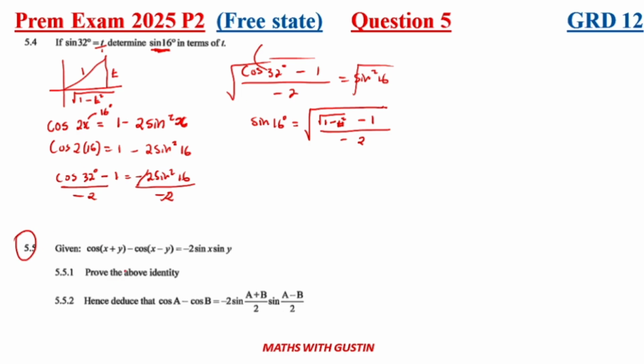Right, let's move on to 5.5. 5.5 said you need to prove this identity, that it can be written like that. Okay, so let's go ahead and have a look at 5.5.1. It says here we need to prove this identity. We've got cos(x plus y) minus cos(x minus y). Okay, great stuff. So guys, this is just simple and straightforward. When you expand this using compound angle, this is what you should get.